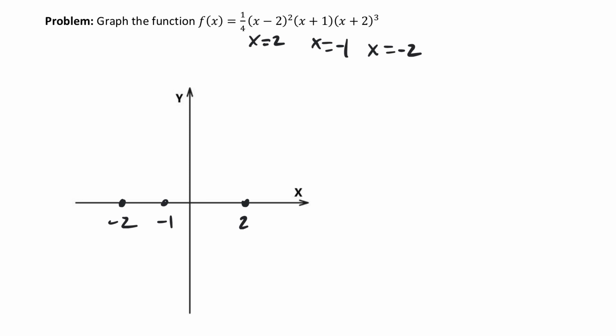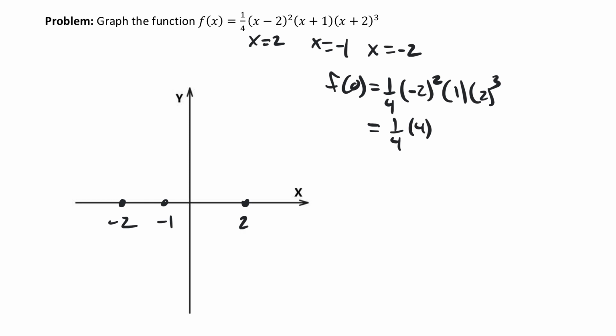Now let's also find the y-intercept. So we calculate f(0). That'll be 1/4 times (-2) squared, times 1, times 2 cubed. So we get 1/4 times 4 times 2 cubed, so that'll be 8.